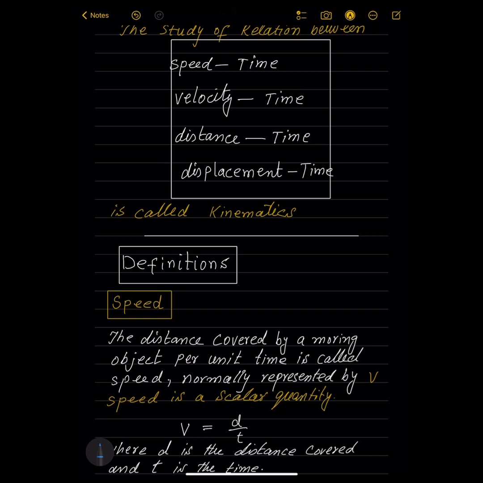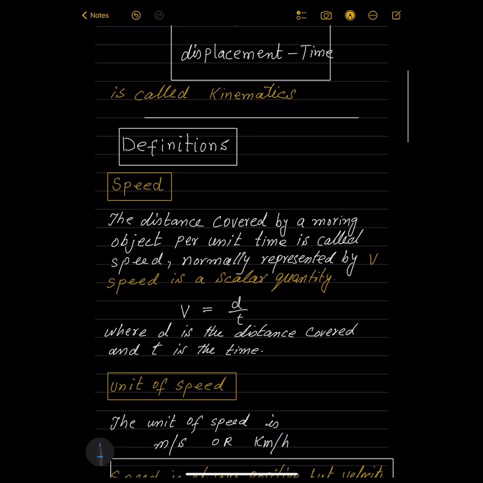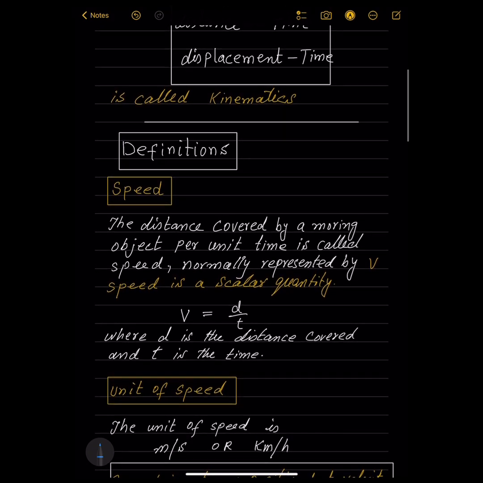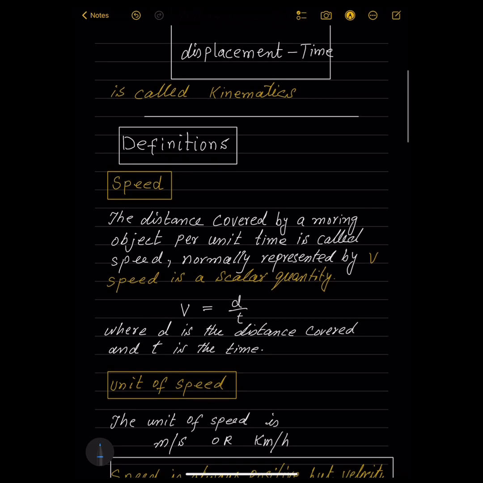Speed is the distance covered by a moving object per unit time, normally represented by v. Speed is a scalar quantity, but velocity is a vector quantity. Speed होता है v is equal to d over t, distance over time, where d is the distance covered and t is the time.